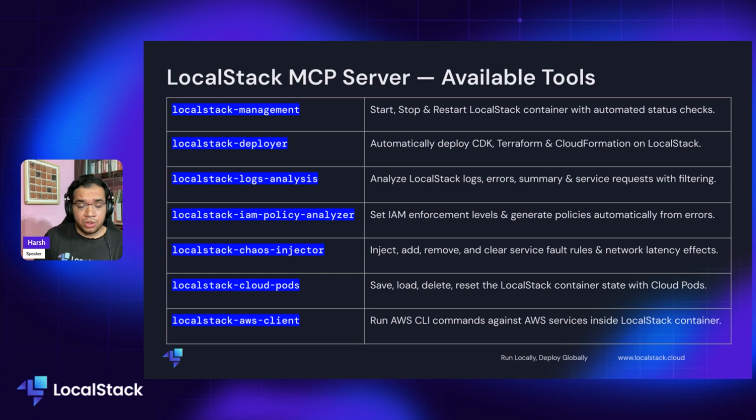We have got these other tools also, like the IAM policy analyzer. This sets your IAM enforcement levels, and it also generates your IAM policies. You have got Chaos Injector, which handles the Chaos API that Kaya would be talking about in the next talk. We have got a CloudPods tool that manages your LocalStack container snapshots. So these three tools are in the pro service, and you need to be on the appropriate pricing tier to be able to use them. But in this particular session, I would try to showcase most of these tools and how they exactly work so that you can get an idea about how you can best get started with them.